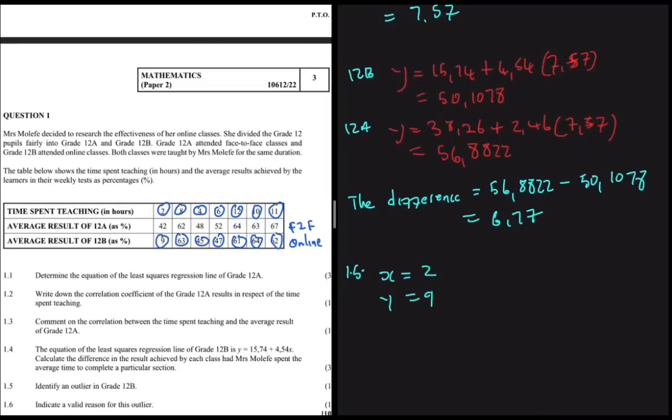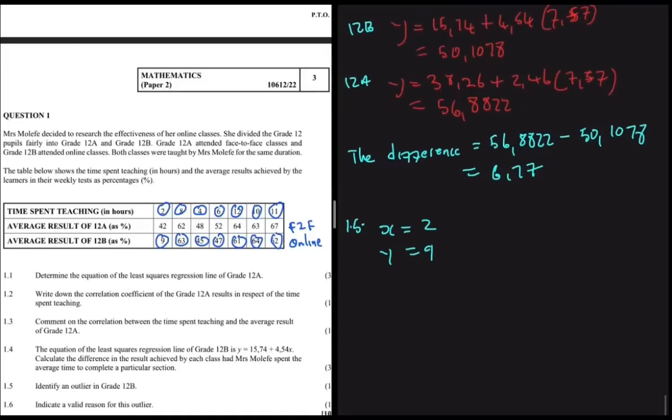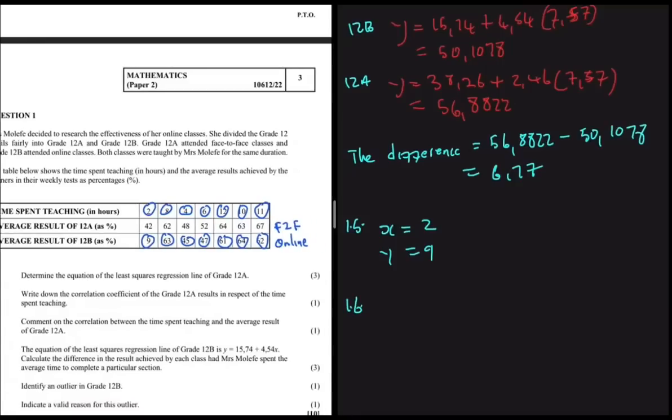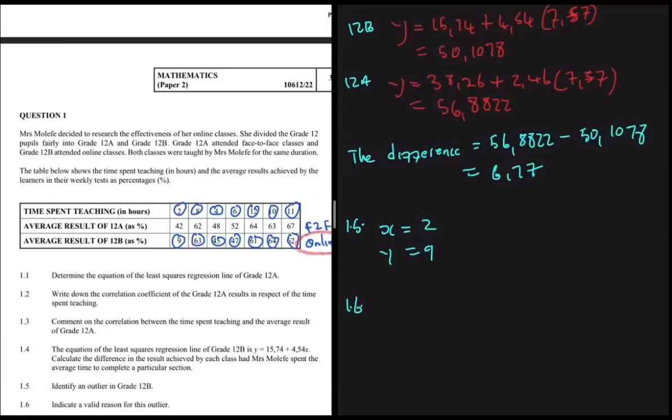Because for 2 hours, we are expecting an average result of around 40%, right? Because that is what is happening in 12A. So that point there is our outlier. And then 1.6 is saying that let's indicate a valid reason for this outlier. So let's not forget that for 12B, they were being taught online, right? So what valid reason can we give for that outlier?